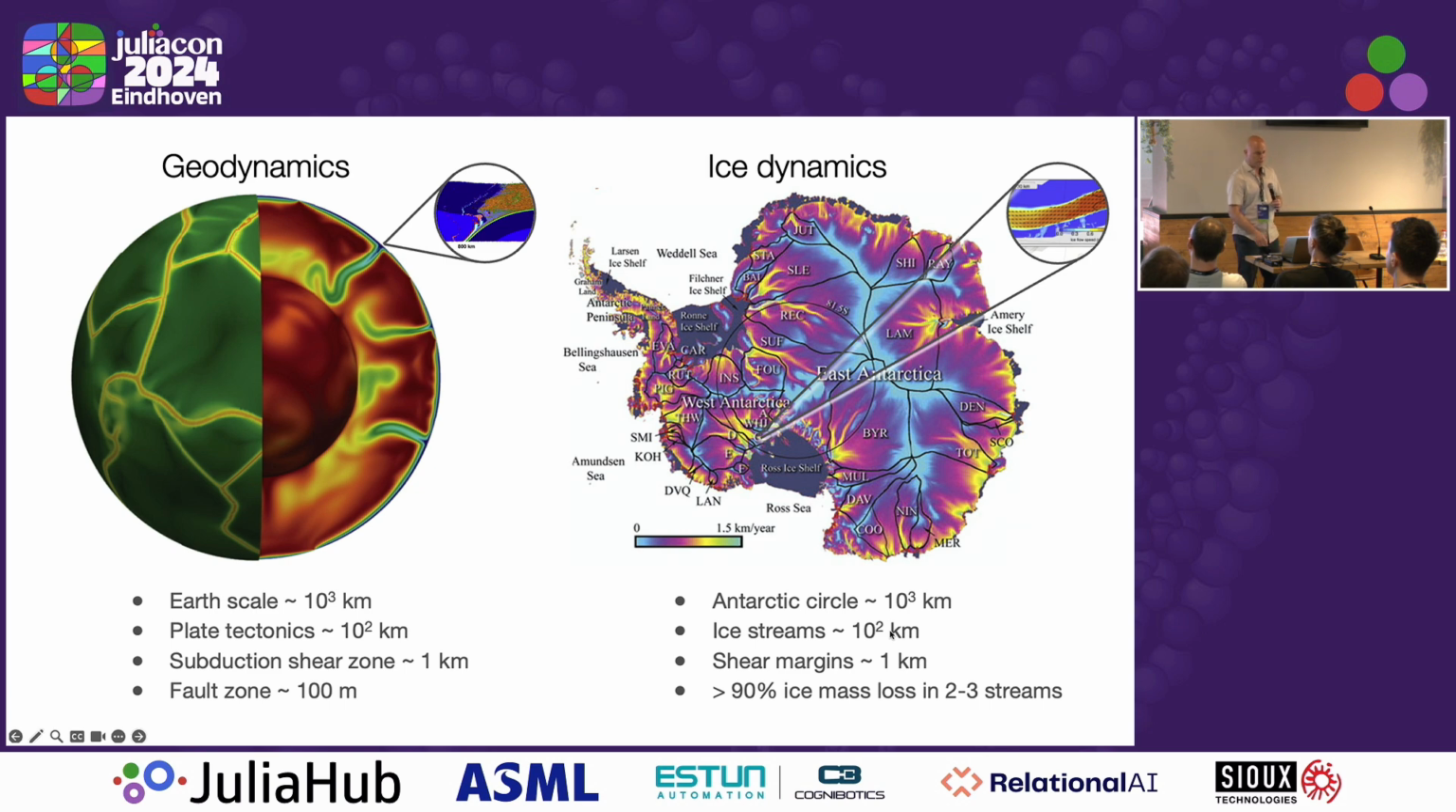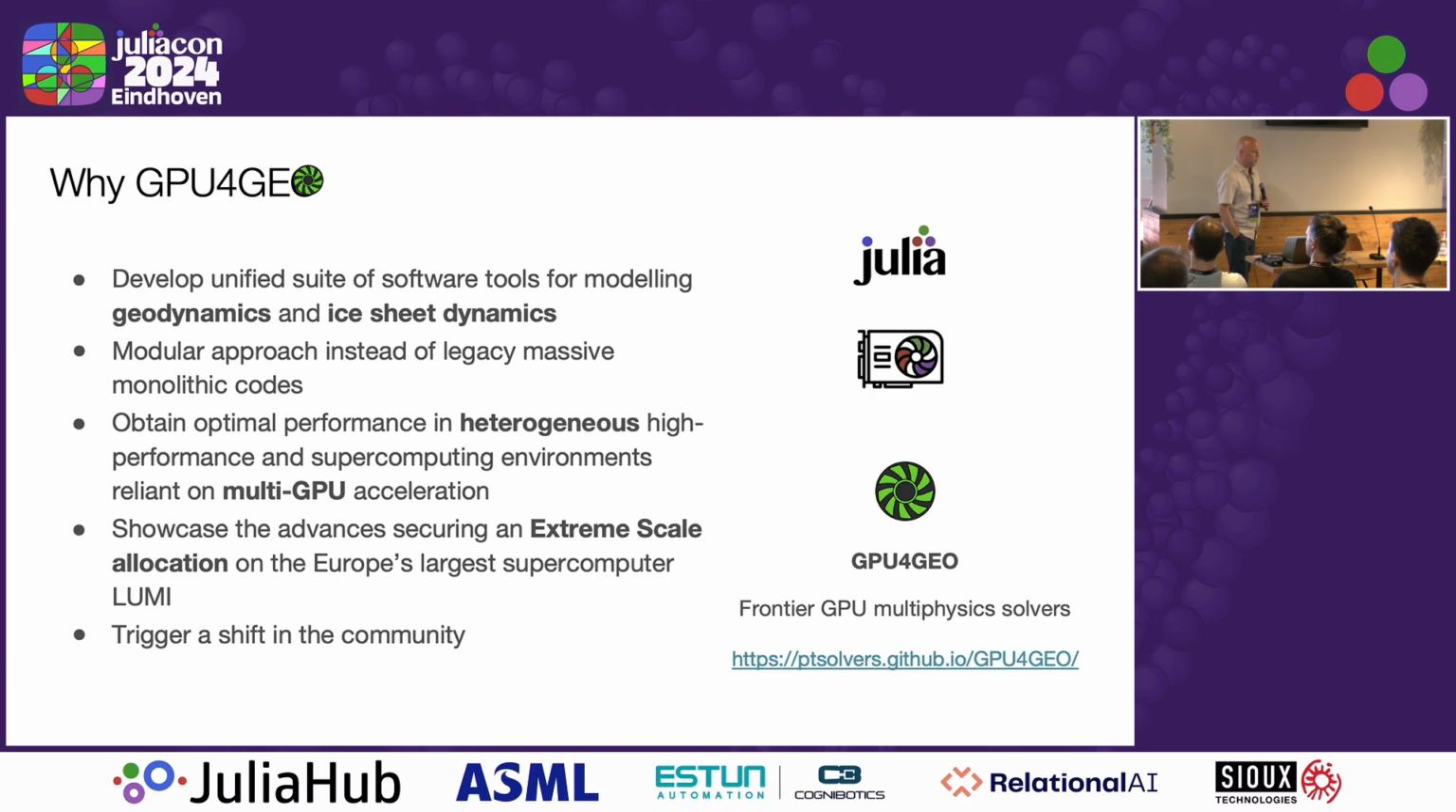So in other words, we need high-performance computing to resolve all of this, and that is the background of the GPU4Geo project we have been having over the last few years, where the idea was to build a unified suite of software tools for both ice sheets and geodynamic applications. And the focus here, as the name says, is on GPU computing, and Ludovic will later show the results of their extreme scale allocation on the biggest HPC machine in Europe that is GPU based.